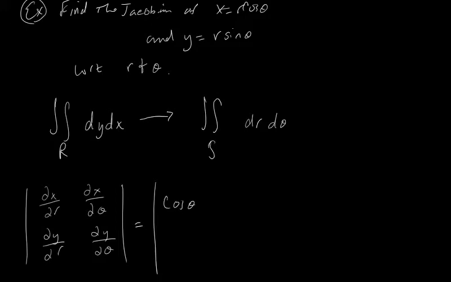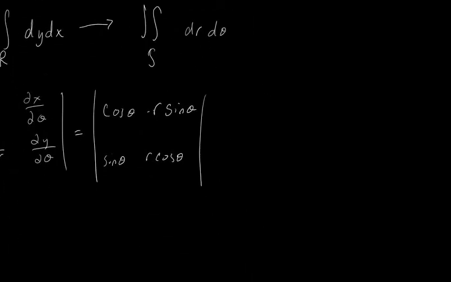Partial of x with respect to theta is r sine of theta. Oh, actually, it's negative r sine theta. Partial of y with respect to r is going to be sine of theta, and the partial of y with respect to theta is going to be r cosine of theta. So our determinant then is cosine times r cosine theta minus negative r sine theta times sine theta.